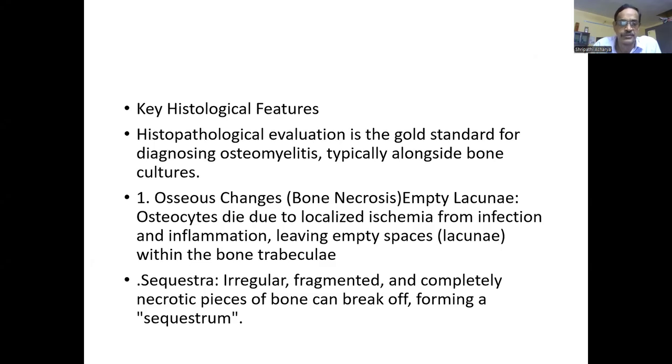Key histological features. Histopathological evaluation is the gold standard for diagnosing osteomyelitis, typically alongside bone cultures. Osseous changes: bone necrosis, empty lacunae. Osteocytes die due to localized ischemia from infection and inflammation, leaving empty spaces, lacunae, within the bone trabeculae. Sequestra: irregular, fragmented, and completely necrotic pieces of bone can break off, forming a sequestrum.